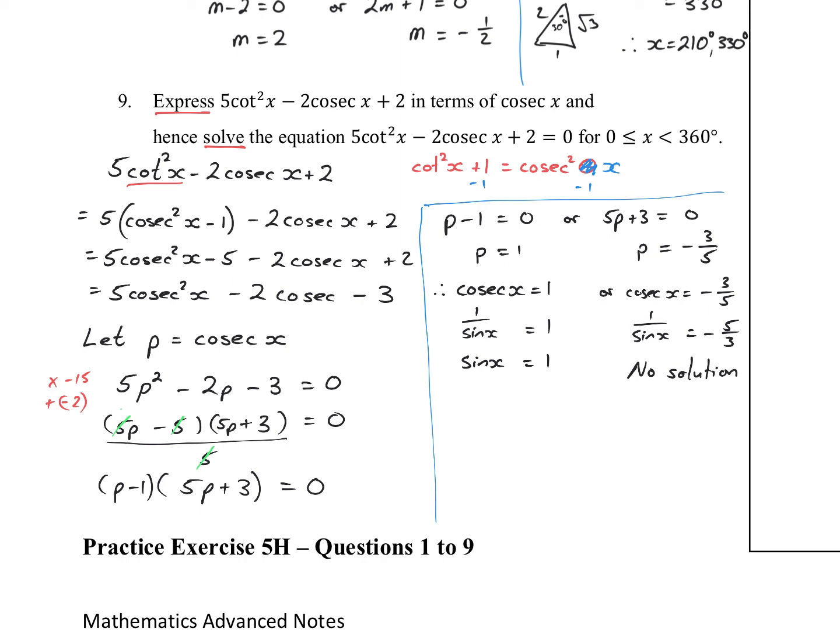Then think to our sine graph: when does sine x equal 1? It's this one value here where it's equal to 1. So it's 90 degrees, so x equals 90 degrees. But your calculators don't do cot squared or cosec x, so you have to be able to do those manipulations and think about it all.